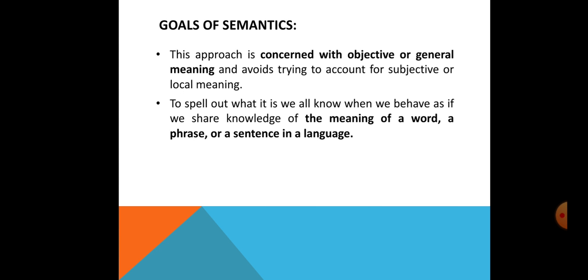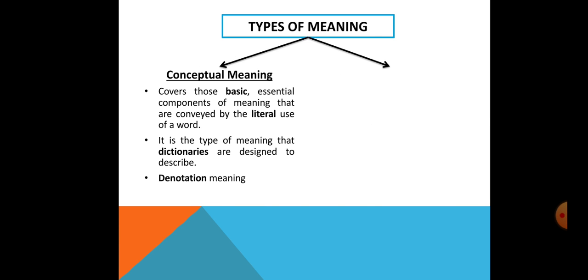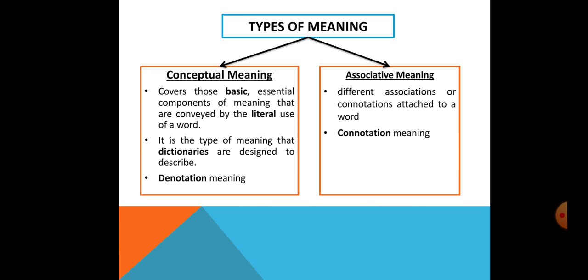And then it spells out what we all know when we behave as if we share knowledge of the meaning of a word, a phrase, or a sentence in a language. So we are not going to look at the intended meaning of the speaker, but the meaning of a word based on the conventional meaning. And there are two types of meaning in English. The first one is conceptual meaning, and the second one is associative meaning.